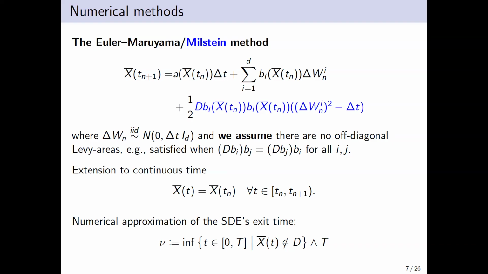For later, I'm also just going to note that I'm going to continuously extend my solution so it's piecewise constant. Our approximation now is going to be that the numerical exit time is just the first time that the numerical process, which is piecewise continuous, exits the domain. So this is what I'm going to call nu.